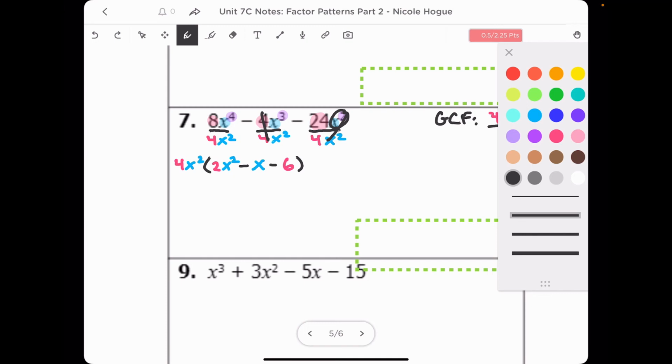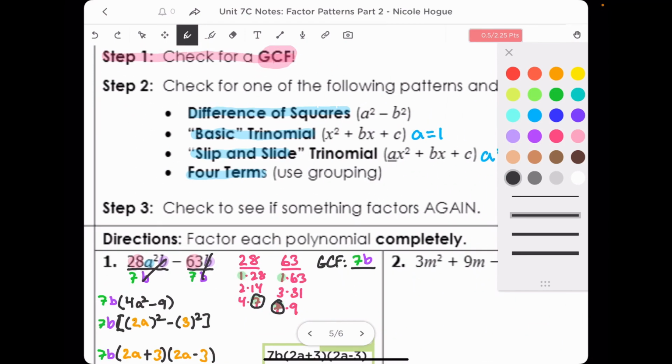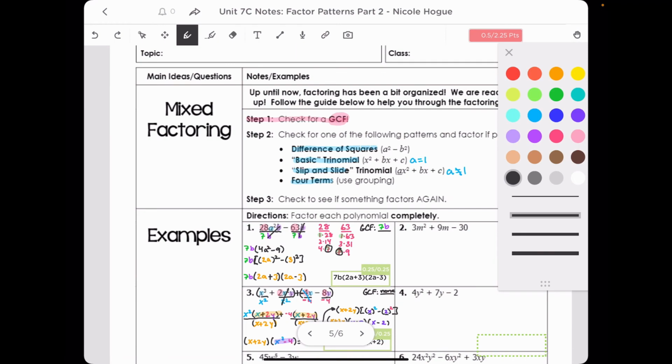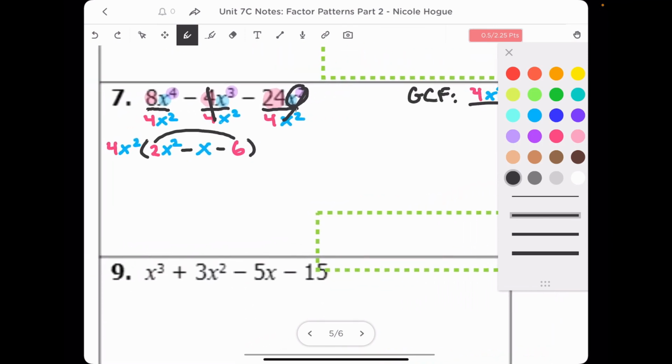Now we need to actually factor the next part. So we have 2x squared minus x minus 6. In order to factor that, since we found our GCF, we can see that we have an a that is not equal to 1. So we're going to have to use the slip and slide technique. We're going to slip 2 over here, and we're going to do 2 times 6. Well, 2 times 6 is equal to 12, and so that is our new C. Our new C is 12.